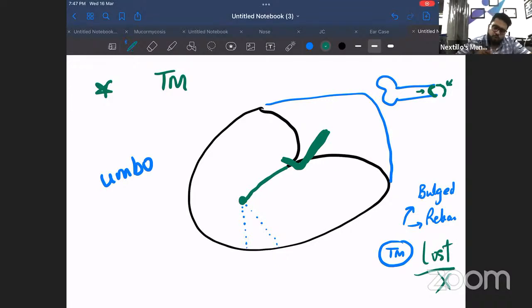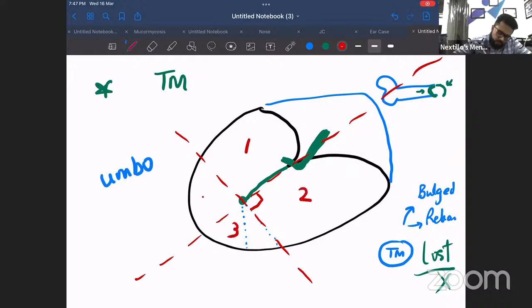But now, how do we know which quadrant this is? To define quadrants, we'll make imaginary lines. Now see and follow. We draw a line going through the handle of the malleus. These quadrants we are just considering for the pars tensa. Now again, from the umbo, at 90 degrees to the first line, we draw a line passing through the umbo over here. So this divides it into four quadrants. Quadrants are always four: 1, 2, 3, 4. Now, as I have drawn this tilted towards this side at 55 degrees, which ear is this representing?